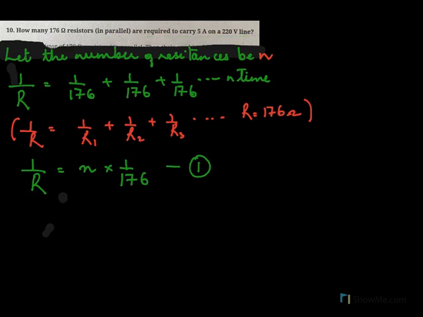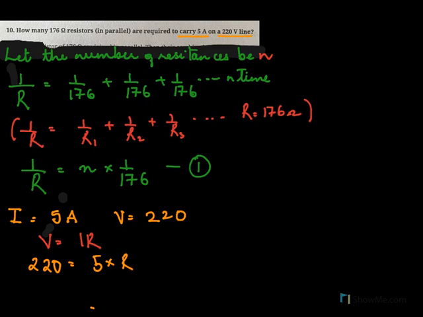But it is also given to us that the circuit carries a current of 5 amperes and 220 volts. So we have current in the circuit 5 amperes and the voltage in the circuit 220 volts. So we can now use Ohm's law, V equal to IR, and find the resistance. So V is 220, I is 5, and this is R. So your R will be 220/5, which is equal to 44 ohms.